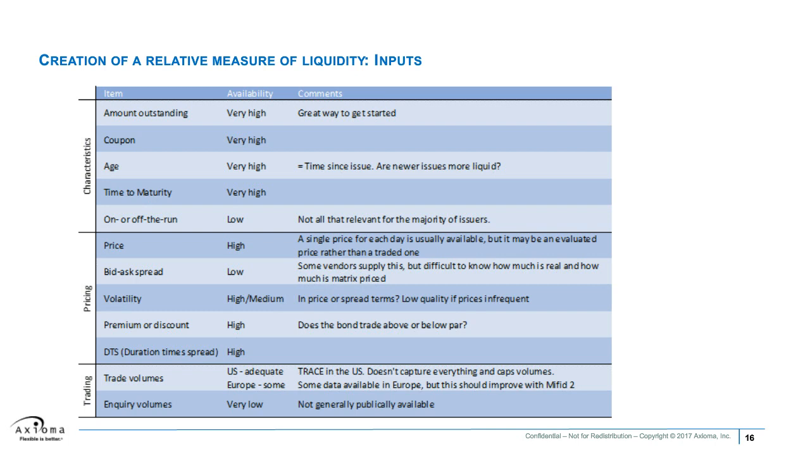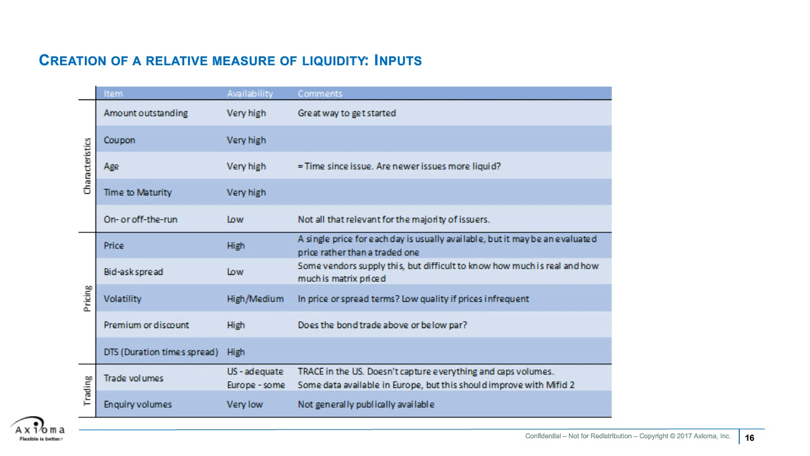We've also seen coupon used, again, very easy to come by, and the age, attempting to take account of the fact that newer issues tend to be more liquid than more seasoned issues. We've also seen time to maturity used, and on or off the run, although on or off the run information isn't all that relevant for the majority of issuers. It's great for looking at sovereigns or agencies perhaps, but then in reality that's not where your liquidity measurement problems tend to lie.